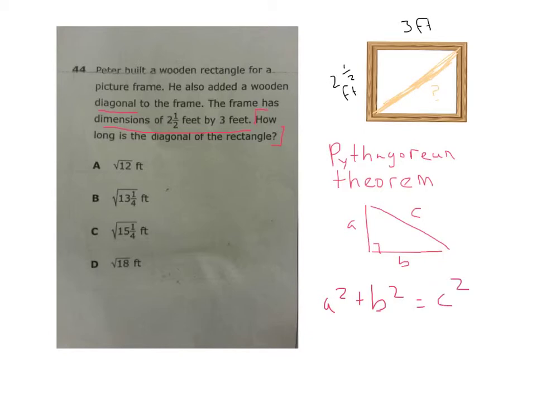So now let's apply this to the picture frame above. We can think of this as a right triangle, and in order to find that third side, we just need to do the width squared plus the length squared will give us this third side squared. So let's go ahead and do those calculations.